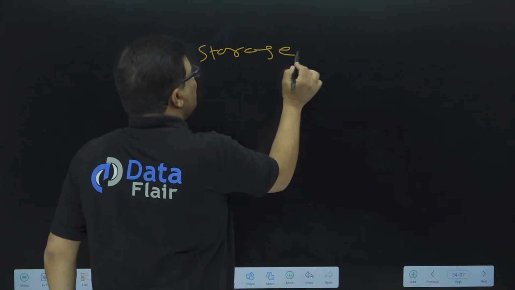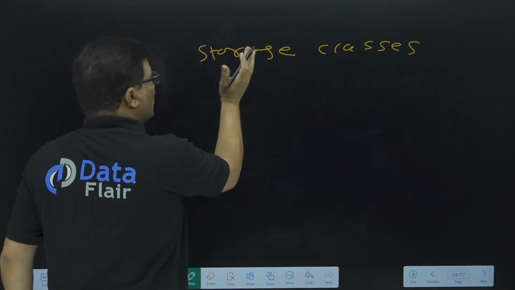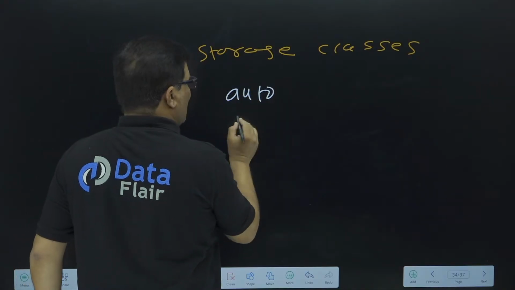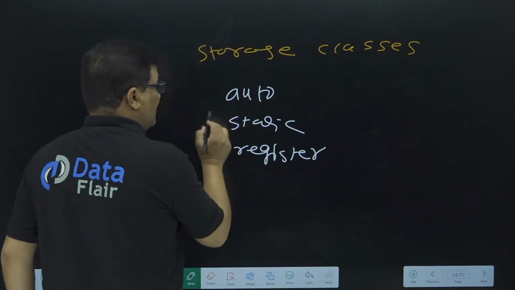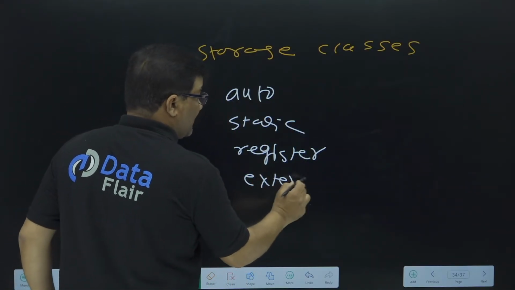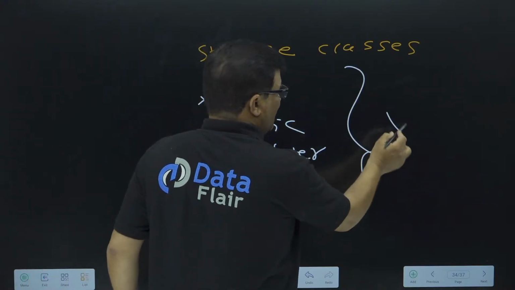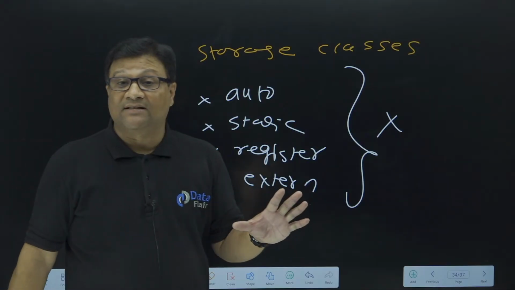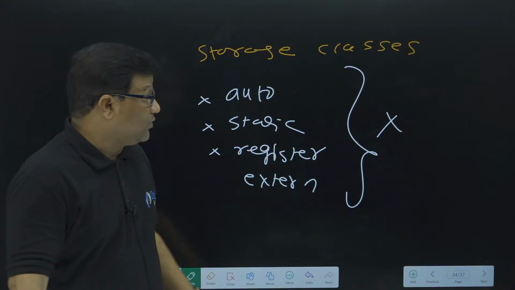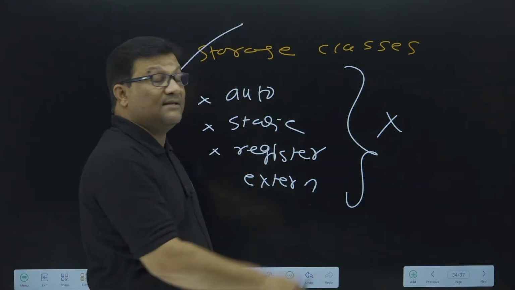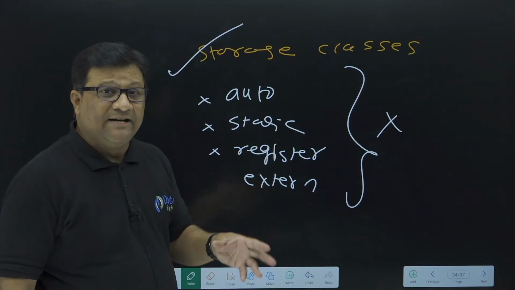In C and C++, we have a storage classes concept. There are 4 types of storage classes: auto, static, register and extern. These are the storage classes we have in C and C++. But in Java, we don't have any storage class. So always remember, in Java, there is no storage classes concept. No auto, no static, no... Okay, static is there, but that is a different thing. That is not a storage class. In C++ we have auto, static, register, extern, but in Java we don't have this kind of concept. So always remember this thing.